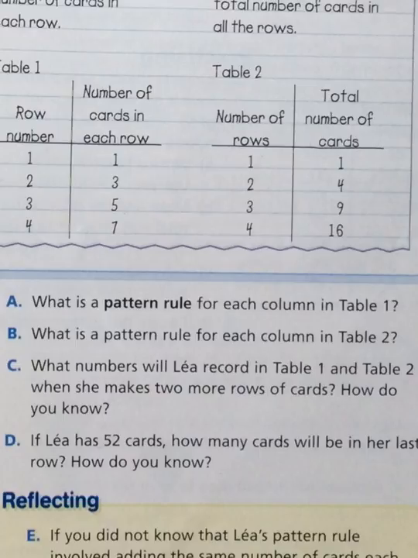Perfect. Let's change our color to, let's say, green. 5 and 6. We know that the pattern here is that we're adding 2. So if we went 7 plus 2, we would get 9. We would have 9 cards in the 5th row. In the 6th row, how many would we have? 9 plus 2 would be 11. Perfect. We would have 11.